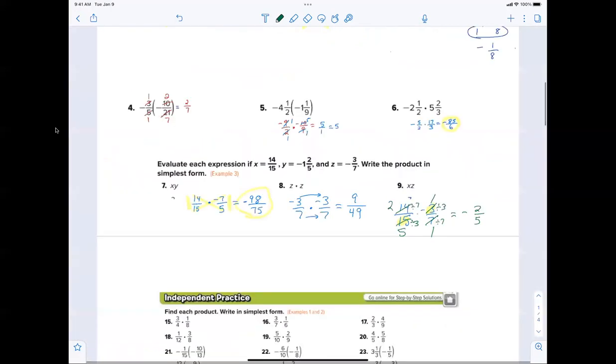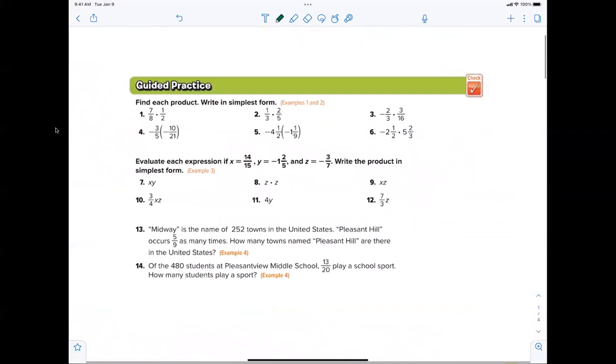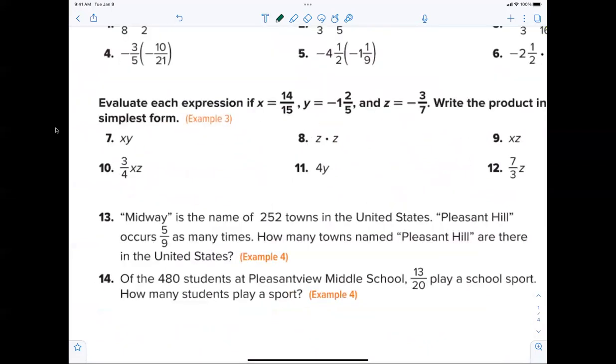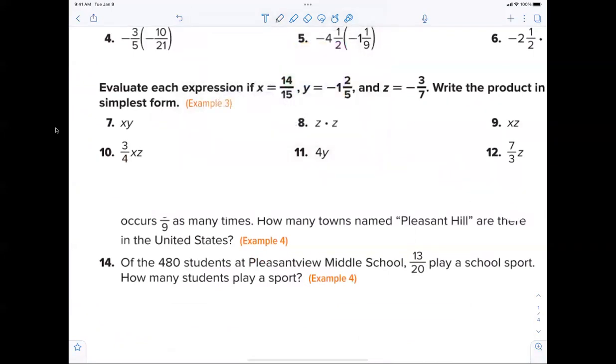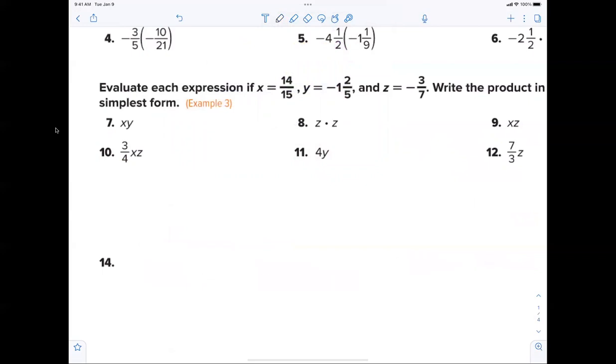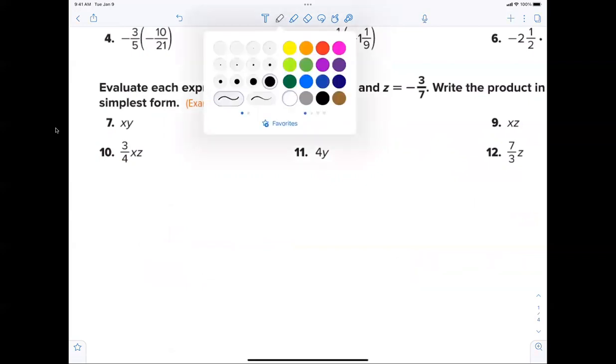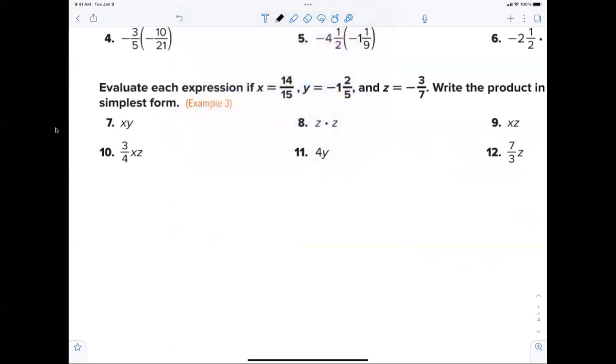All right, so let me see what's next. Let me scroll back up here. Let's do 10, 11 and 12. I think I have room right here. Because we're not doing the word problems, I'm just gonna cross this out. All right, so here we go with 3/4 times X times Z. Davis, tell me what. So you do 3/4, perfect, times 14/15, perfect, times -3/7.